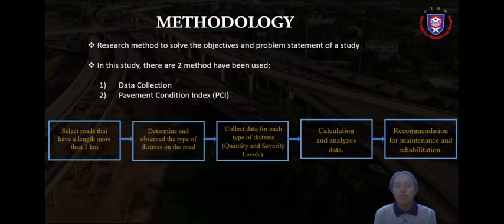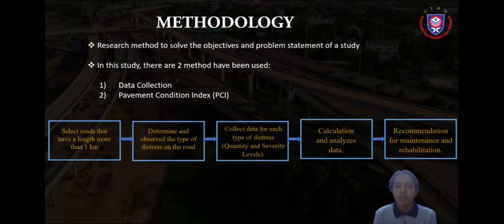Today I will present about the methodology. Methodology is the method to obtain data and achieve the objective of a study. So, in our project, there are two methods that have been used. First, data collection, and second, the pavement condition index, which is PCI.